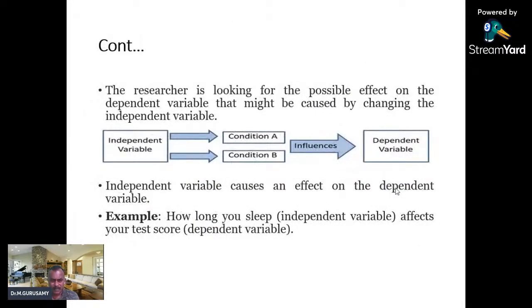Next, here I have given examples of independent and dependent variables. The researcher is looking for the possible effect on the dependent variable that might be caused by changing the independent variable. From these slides we can easily understand that the dependent variables are caused, influenced, or impacted by independent variables, and how the independent variable has an effect on the dependent variable.